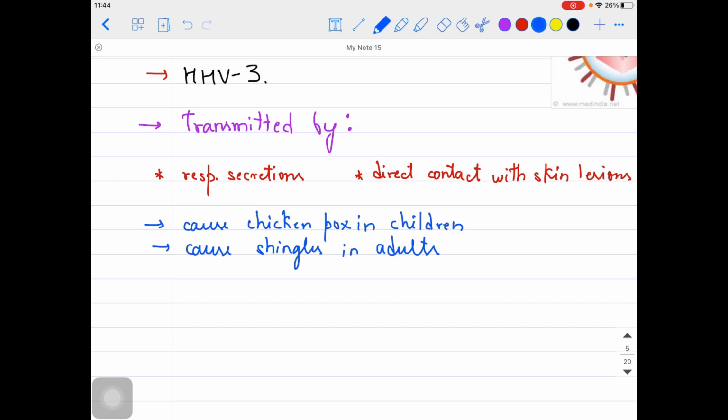Other than that, it can cause encephalitis, but it is not that common. Encephalitis can be there, meningitis can be there. In some patients respiratory complications might come, for example pneumonia. But in what patients? Only in immunocompromised patients, for example HIV patients.